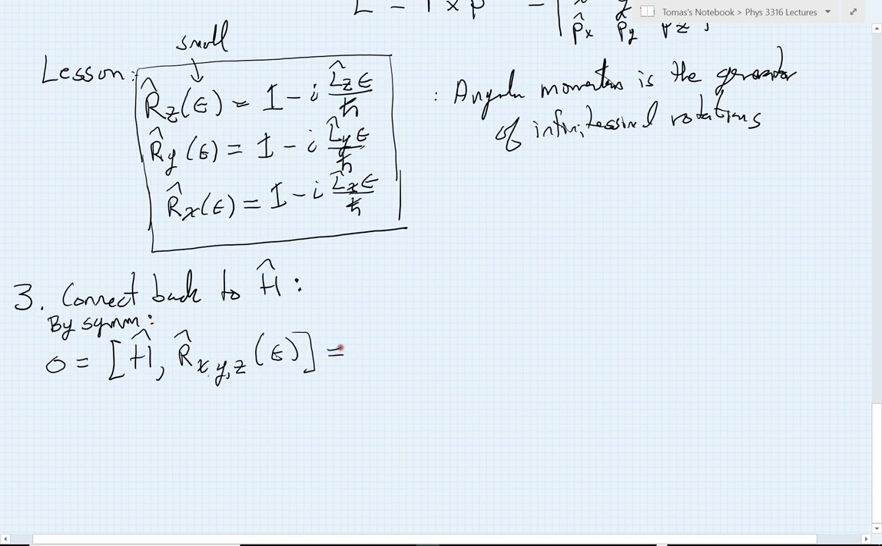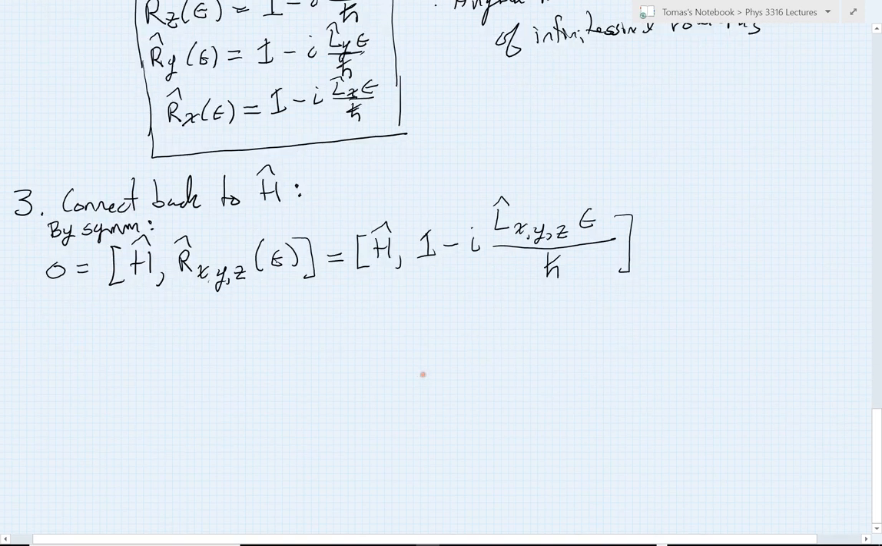It might be a little more interesting, though, to relate this commutator to what we know are physical quantities, namely these angular momenta. So let's make that connection now by inserting our definition for these rotation operators, which are all just the identity minus i times the corresponding component of the angular momentum operator, x, y, or z, times, of course, the rotation angle, then all divided by h bar.